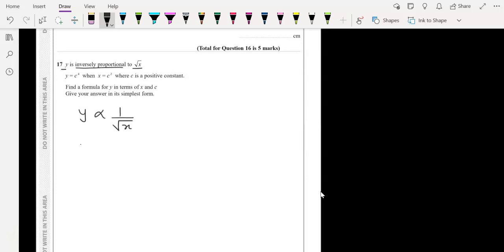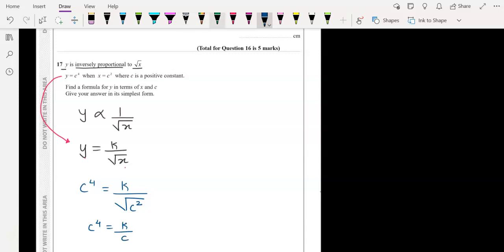Now to convert this into an equation, we'll write y equal to k over square root of x, where k is the constant. The value of y is c^4 and x is c^2, so let's substitute the values of x and y. So c^4 equals k upon the square root of c^2, and the square root of c^2 is c. When you take the cross product, or multiply both sides by c, this will cancel out. You will get k equal to c^4 into c. You add the powers, you get c^5.